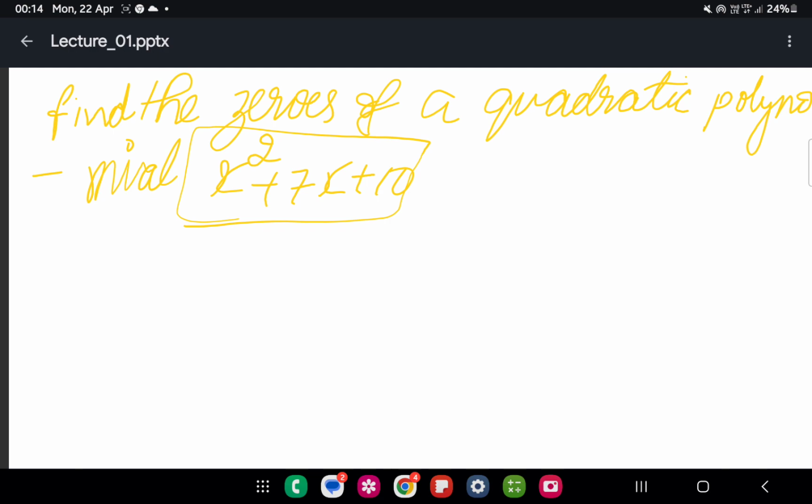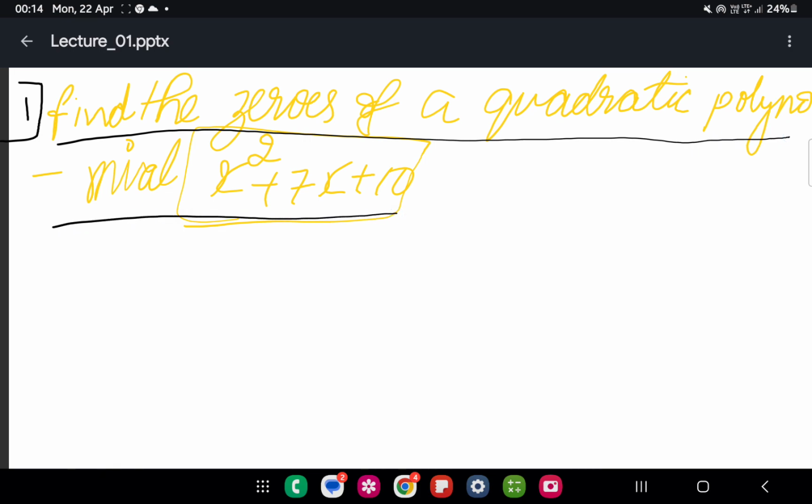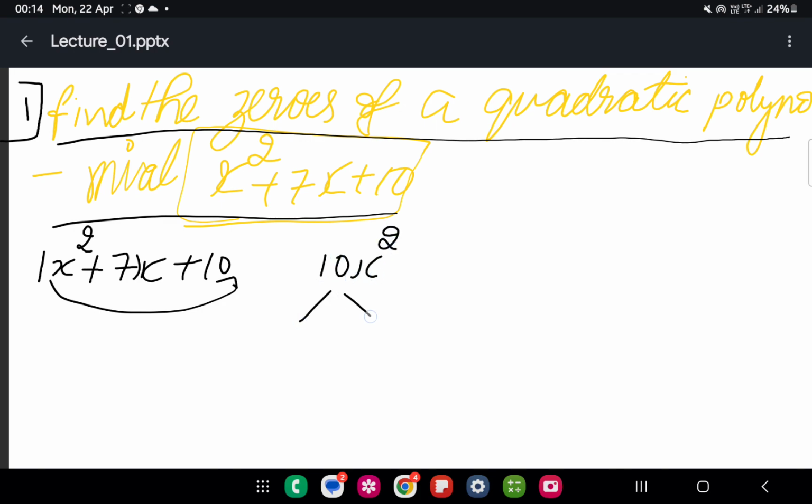Now we can take one problem here. Find the zeros of the quadratic polynomial x square plus 7x plus 10. Here nothing means 1 will be there. 1 into 10, we have to multiply to get 10x square. We have to split so that we get the 7x when we add those numbers.